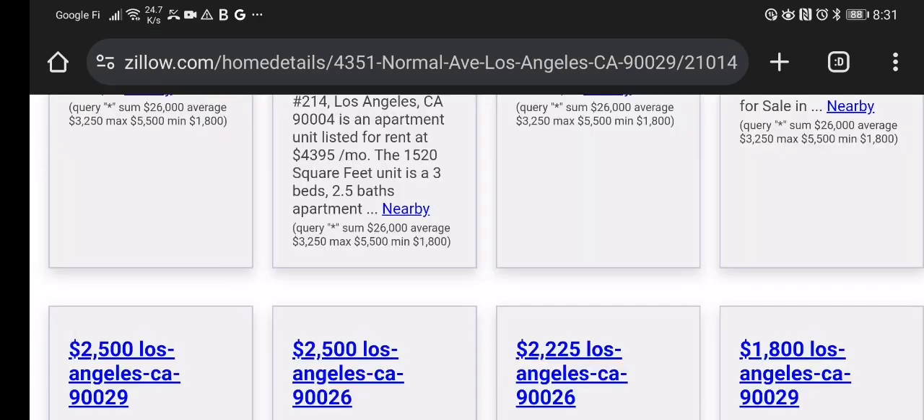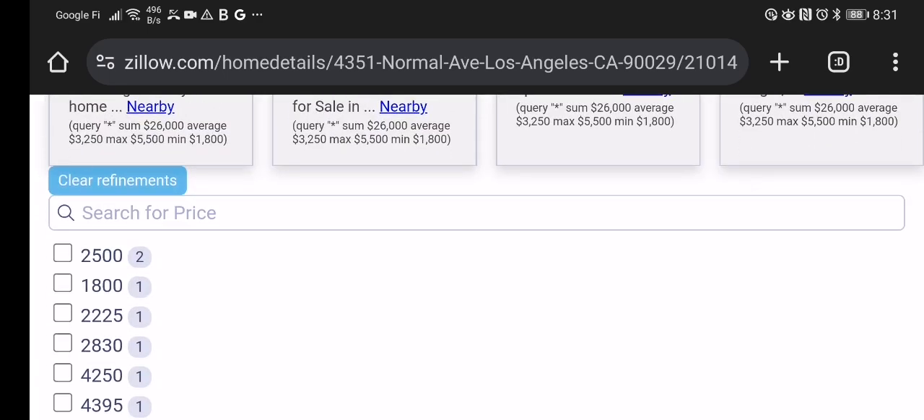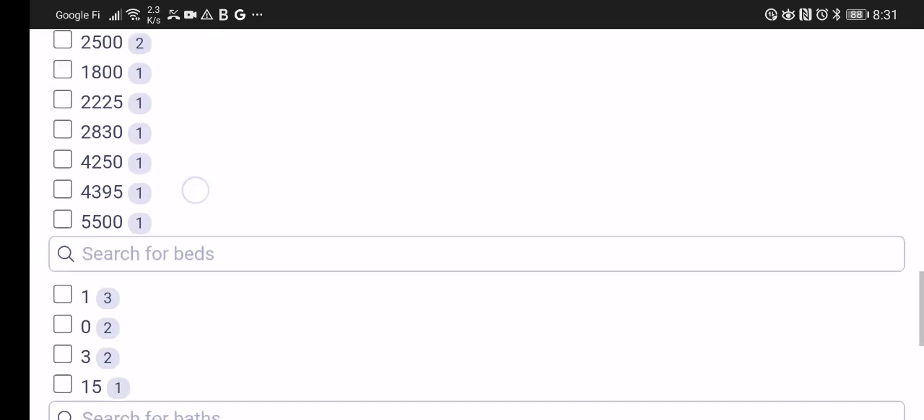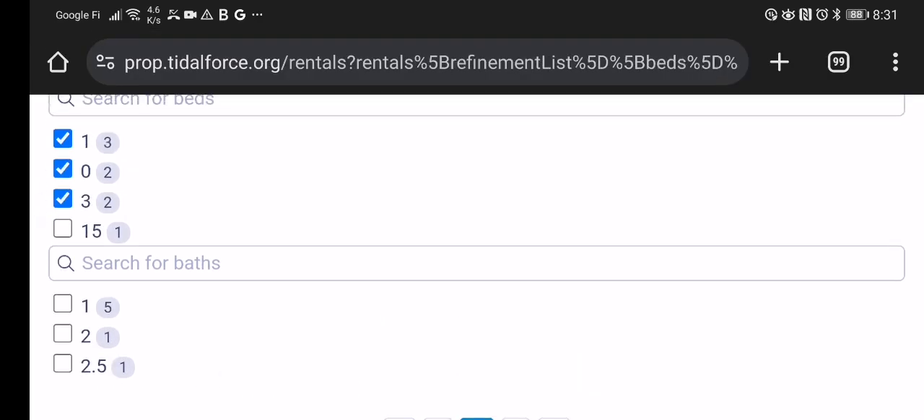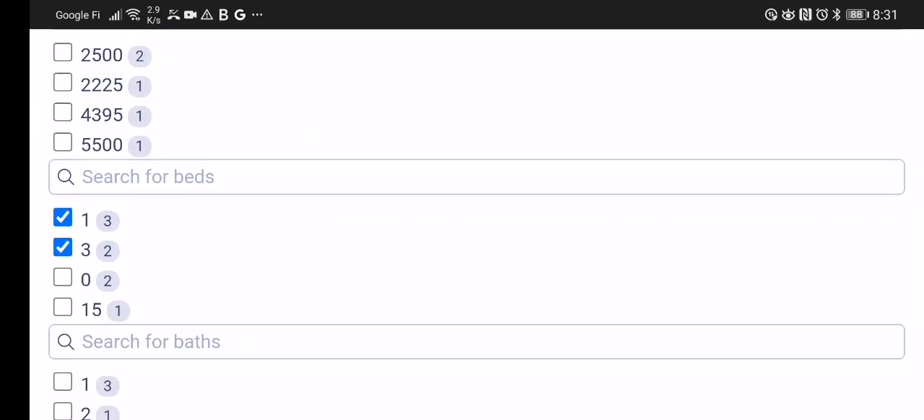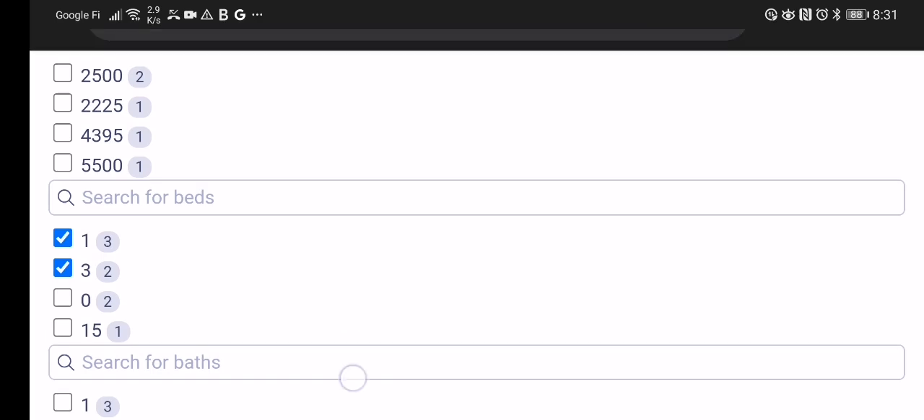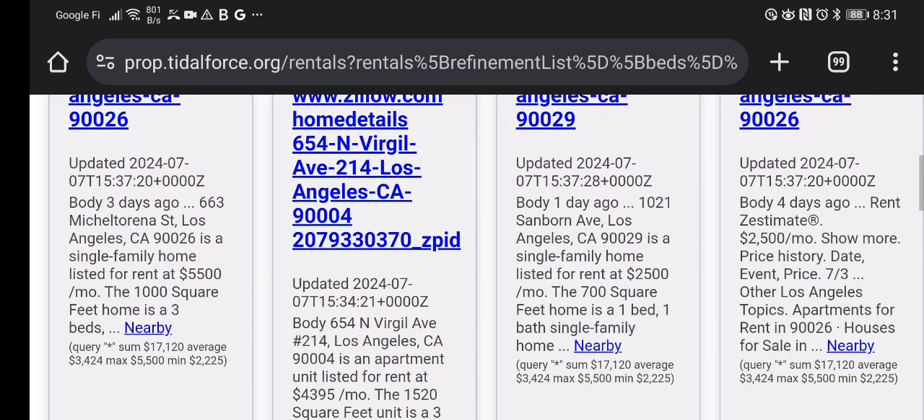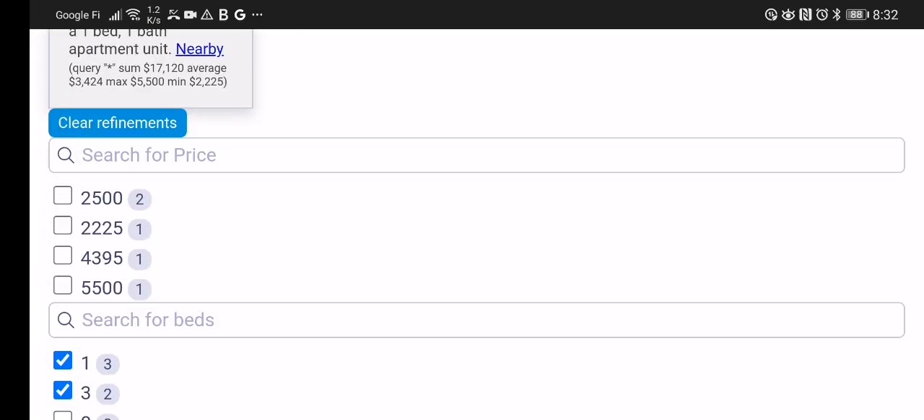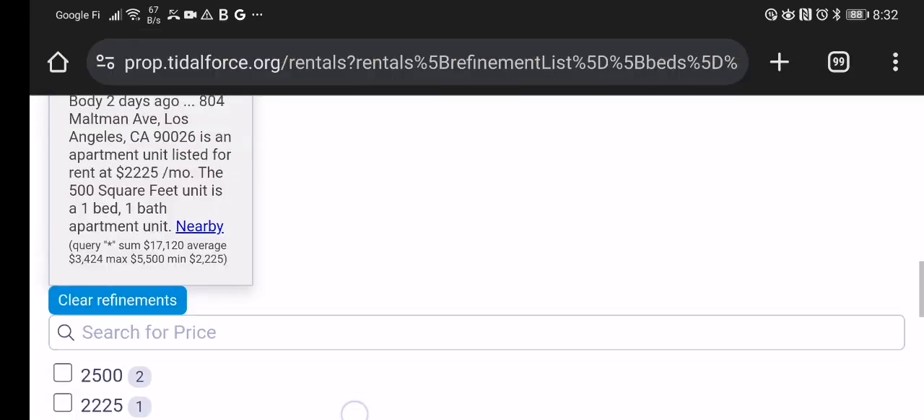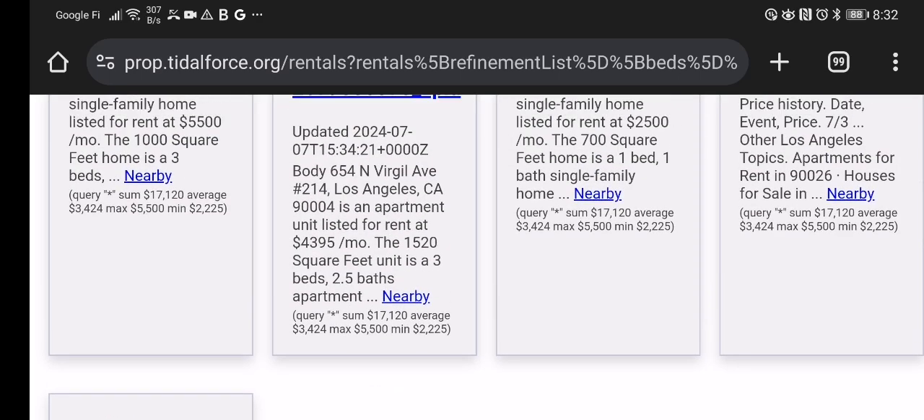That's a nice thing about this, we can clear refinement and look at the beds, pick all the others. Don't pick 0 beds. Maybe you don't want 0 beds. So you got 3 beds and 1 bed. And let's compare 3 beds and 1 bed. It's hard to compare those two. Anyway, so most of these items are, let's see how many are each. There's 3 of 1 bed and 2 of 3 beds. So it's up to you how you want to compare them.